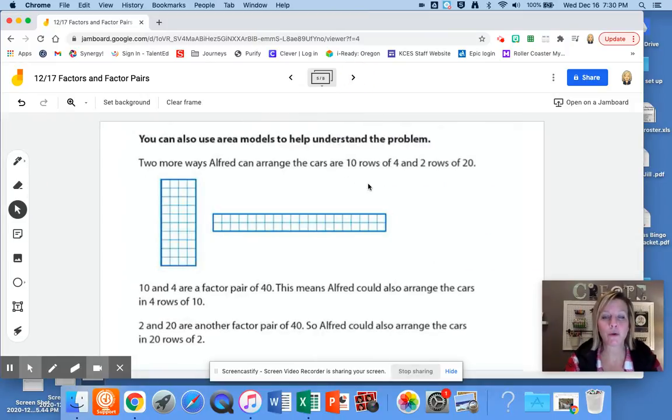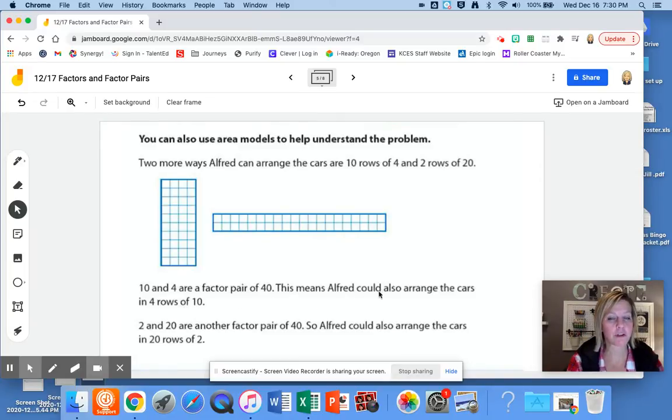Here are two more ways. Alfred can arrange cars into 10 rows of 4. That's this right here. Or 2 rows of 20, because I know half of 40 is 20. So 2 and 20 and 10 and 4 are factor pairs of 40.